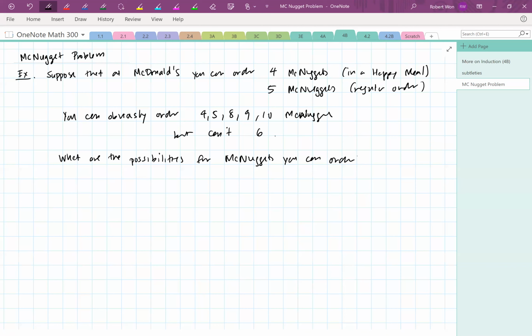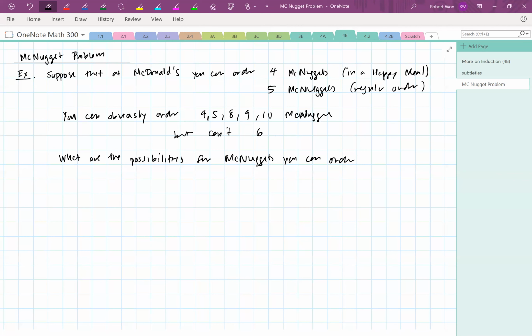How could you go about it? Imagine I gave you this question. How would you go about answering this? And basically the only thing to do at this point is to try to generate some data to see if we can order certain numbers of McNuggets. Then once we have the data, we can look for some understanding of what's happening. And once we understand what's happening, we can try to prove it.